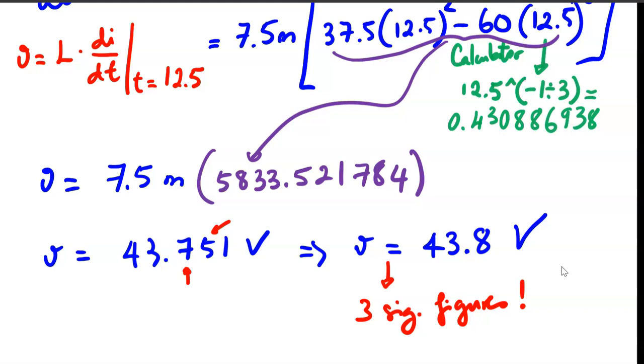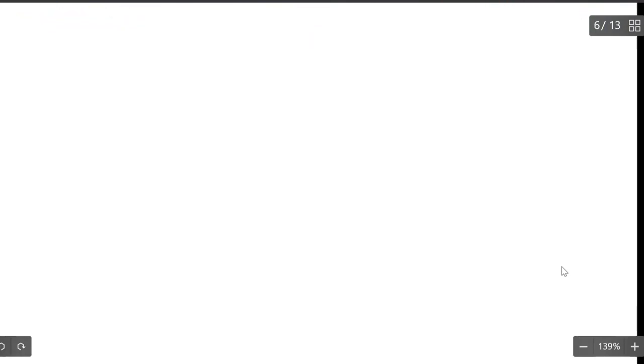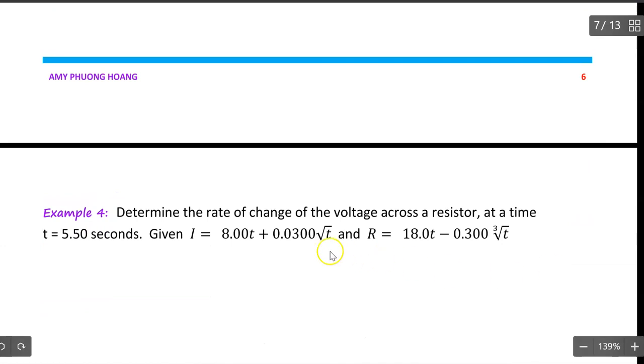Okay, for my next example, I am going to ask everyone here to take a look at this. Determine the rate of change of the voltage across a resistor at a time t equal to 5.5 seconds, given this I and R, the two equations. So let me pause a few seconds.